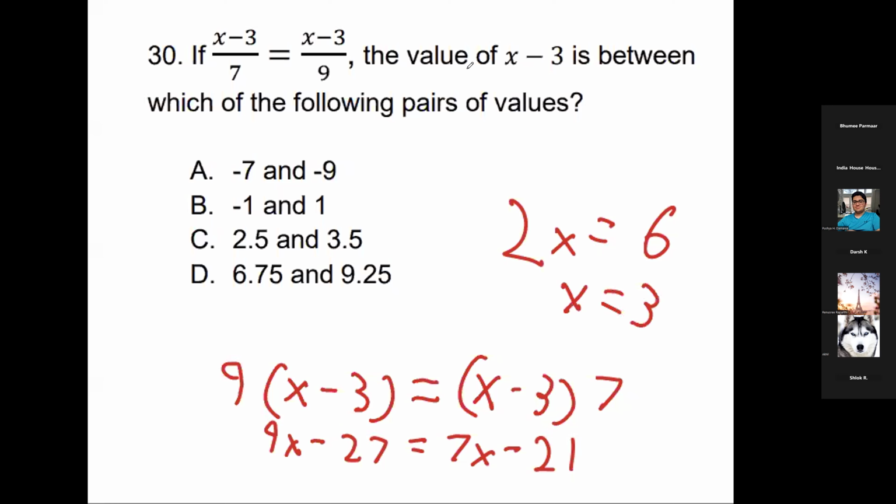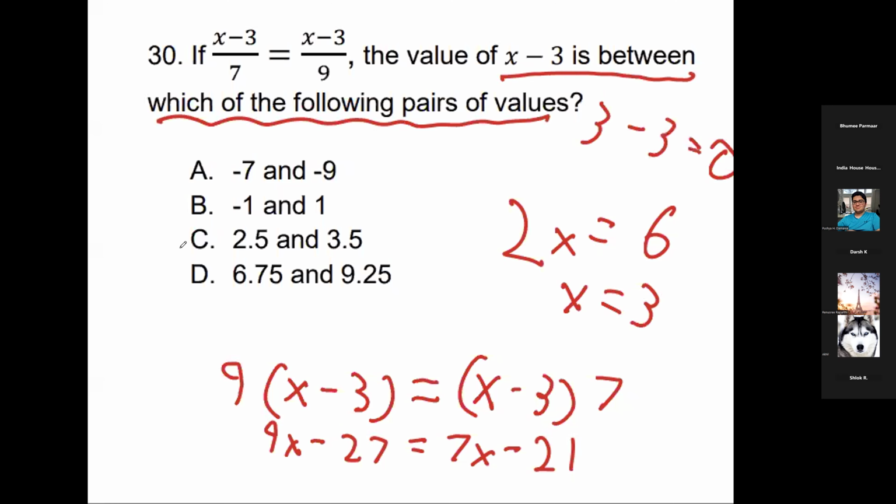And it asks, the value of x minus 3 is between which of the following pairs of values? So 3 minus 3 equals 0. So which one of these integers includes 0? This doesn't. Negative 1 and 1, this includes 0. So the correct answer is answer choice B.